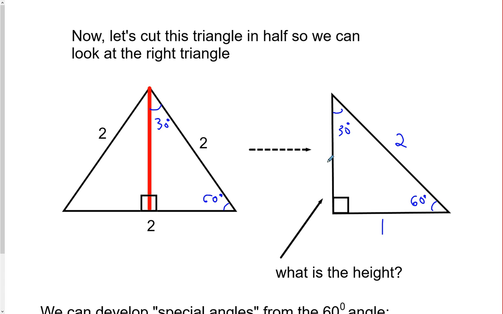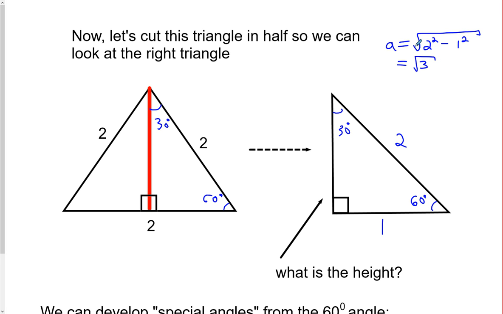And then this side over here, I don't actually know what that is. But I can figure it out, right? I got Pythagorean theorem. I'm just going to call this side A. Side A would be the square root of the hypotenuse squared minus the other side squared. That's just Pythagorean theorem. So 2 squared is 4. 1 squared is 1. So 4 minus 1 is 3. So that ends up being square root of 3.